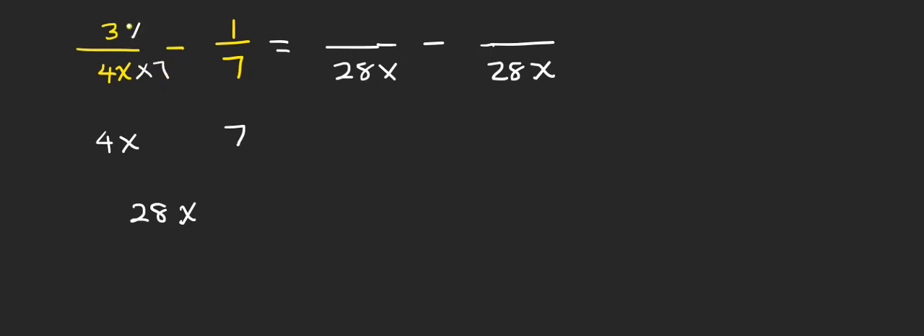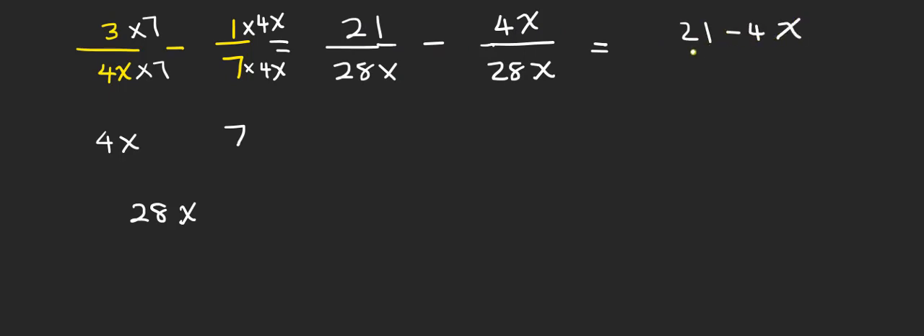So you got to do the same thing on top. 7 times 3 is 21. 7 times what is 28x? Well, it's 4x. So we need to multiply top by 4x. So you get 4x. Now, 21 minus 4x on numerator, and you get 28x. And that is as far as you could go.